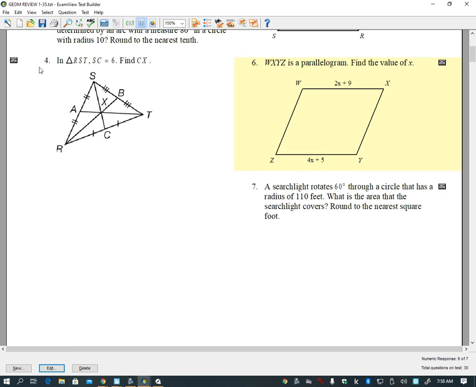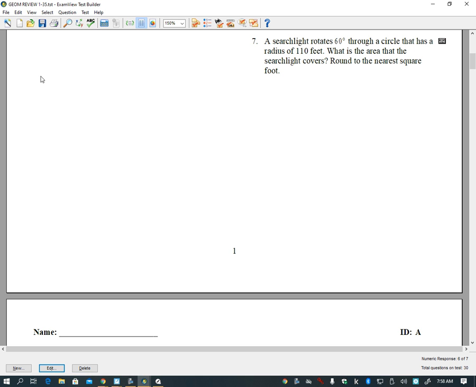So we'll take a quick look at question number 7. It says a searchlight rotates through a circle that has a radius of 110 feet. What is the area that the searchlight covers? Round your answer to the nearest square foot. Okay, so if we were to imagine a searchlight, right? That light comes out to something like that. The searchlight rotates 60 degrees through a circle that has a radius of 110 feet. So maybe I can do a better job of drawing this.